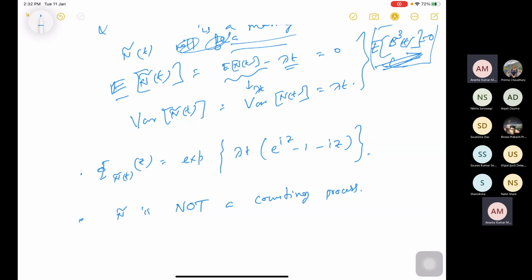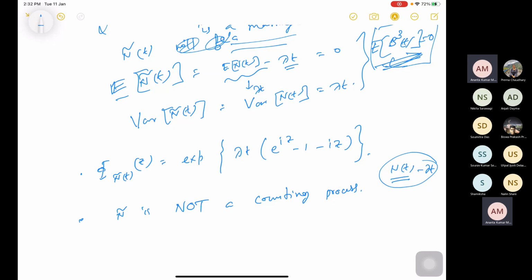Why is this so? Because you see that it may not be an integer value. This is N_t, an integer value, minus lambda t. You are subtracting some continuous quantity, a real number, so the difference may not be an integer value.